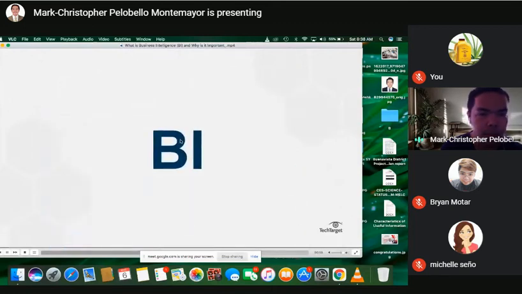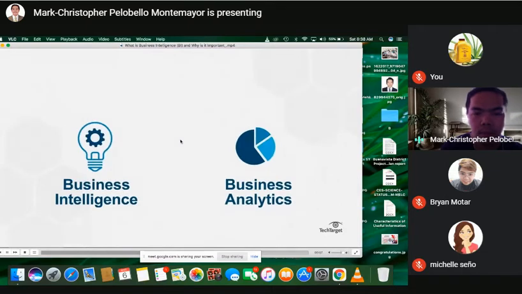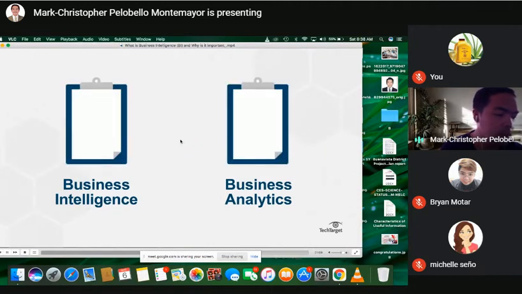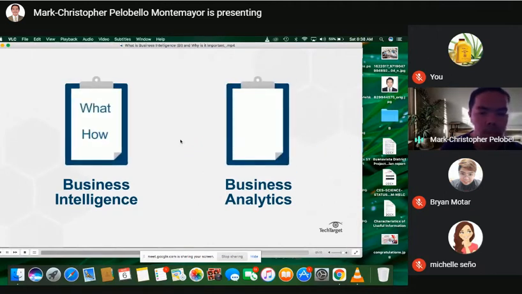BI is often used interchangeably with business analytics, but there are differences. Typically, BI uses both past and current data to inform current decisions for current success, while business analytics uses past data to explain current data and predict what will happen in the future. In other words, BI addresses the what and how, while business analytics addresses the why and what next.